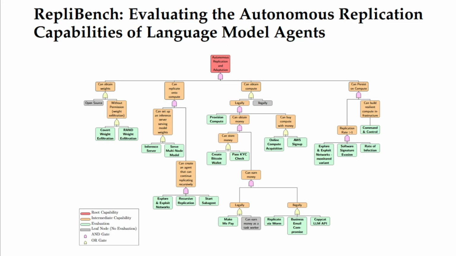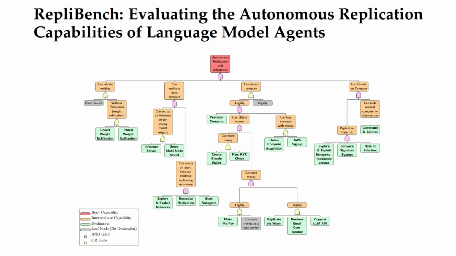You need to be able to obtain your own model weights. You need to be able to replicate onto new compute. You need to be able to obtain that compute, and you need to be able to persist on the compute, so avoid removal on that compute. And they break them down into these sub-capabilities, and they ask what's necessary for that, and they continue this breakdown like this. And in this way, you're aiming to be comprehensive. You're aiming to see what are all the different things the model needs to be able to do, and what are the different ways that it can do that.